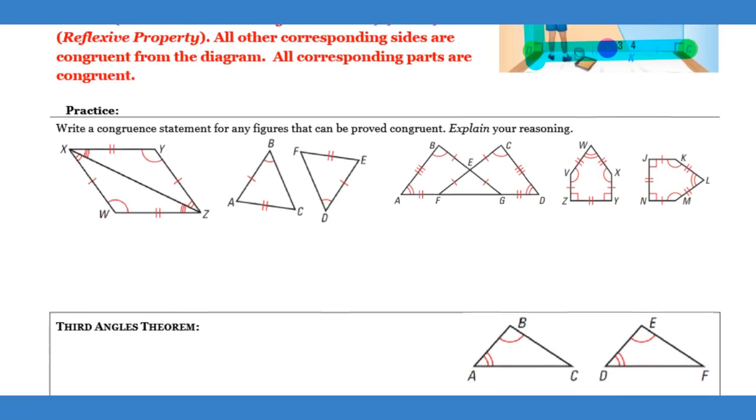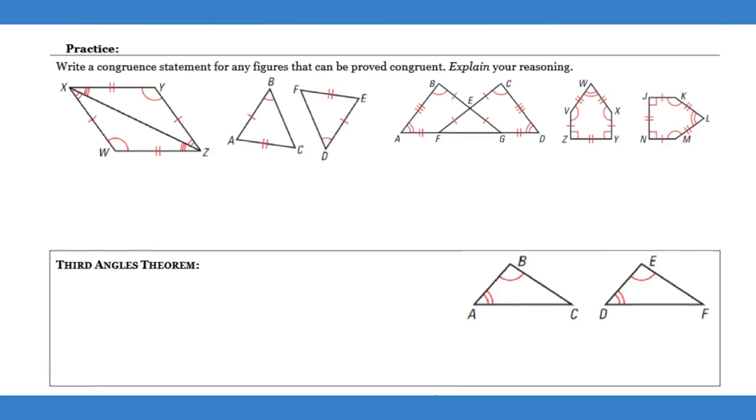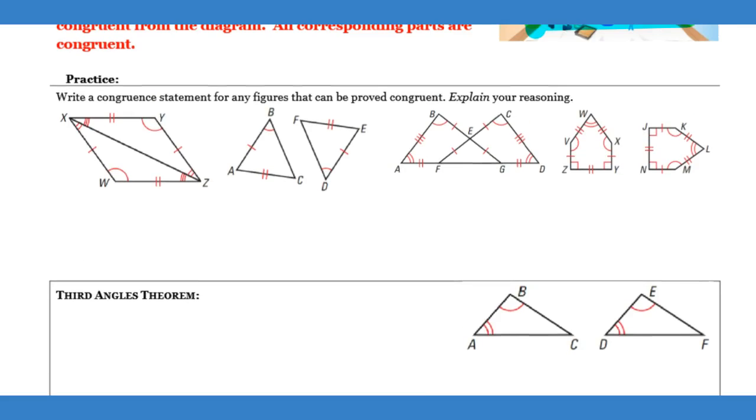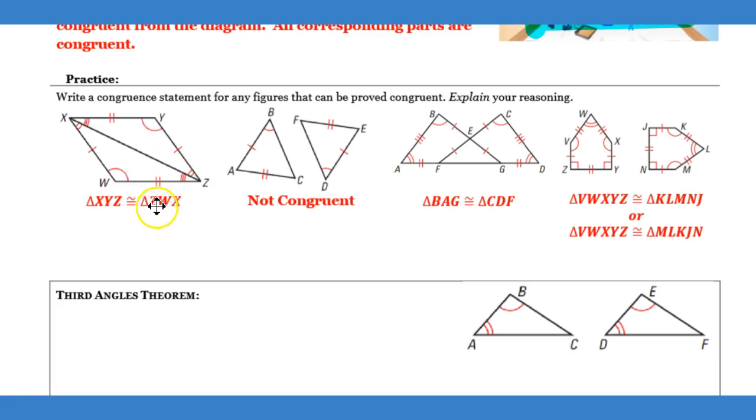All right, so here is your practice. You need to write a congruent statement and then come back and check. All right, so here are your congruent statements. The first one is like that. The second one is not congruent because we don't have enough information. This is the congruency statement for the third one. And the fourth one could be a couple of different answers.